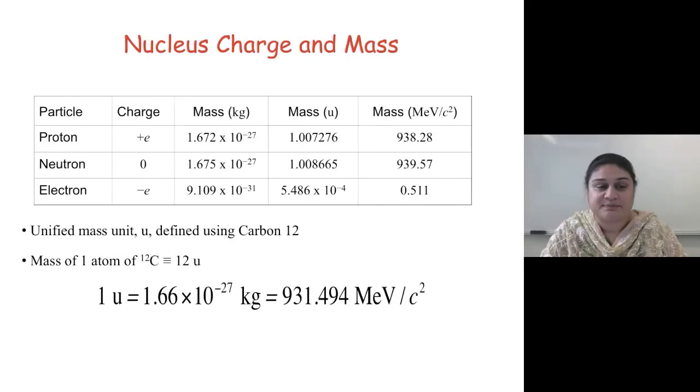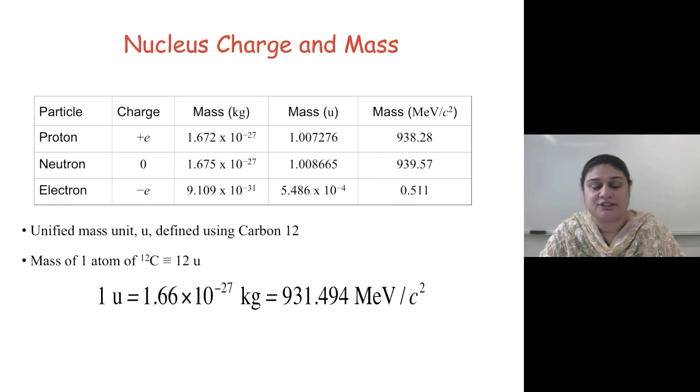Nucleus charge and mass. A proton has a charge of plus e. Its mass is 1.672 times 10 to the minus 27 kilograms. Its atomic mass is 1.0 in AMUs. Its mass in MeV over c squared is 938.28. A neutron is neutrally charged. Its mass is 1.675 times 10 to the minus 27 kilograms. Its mass in AMU is 1.00866, and its mass in MeV is 939.